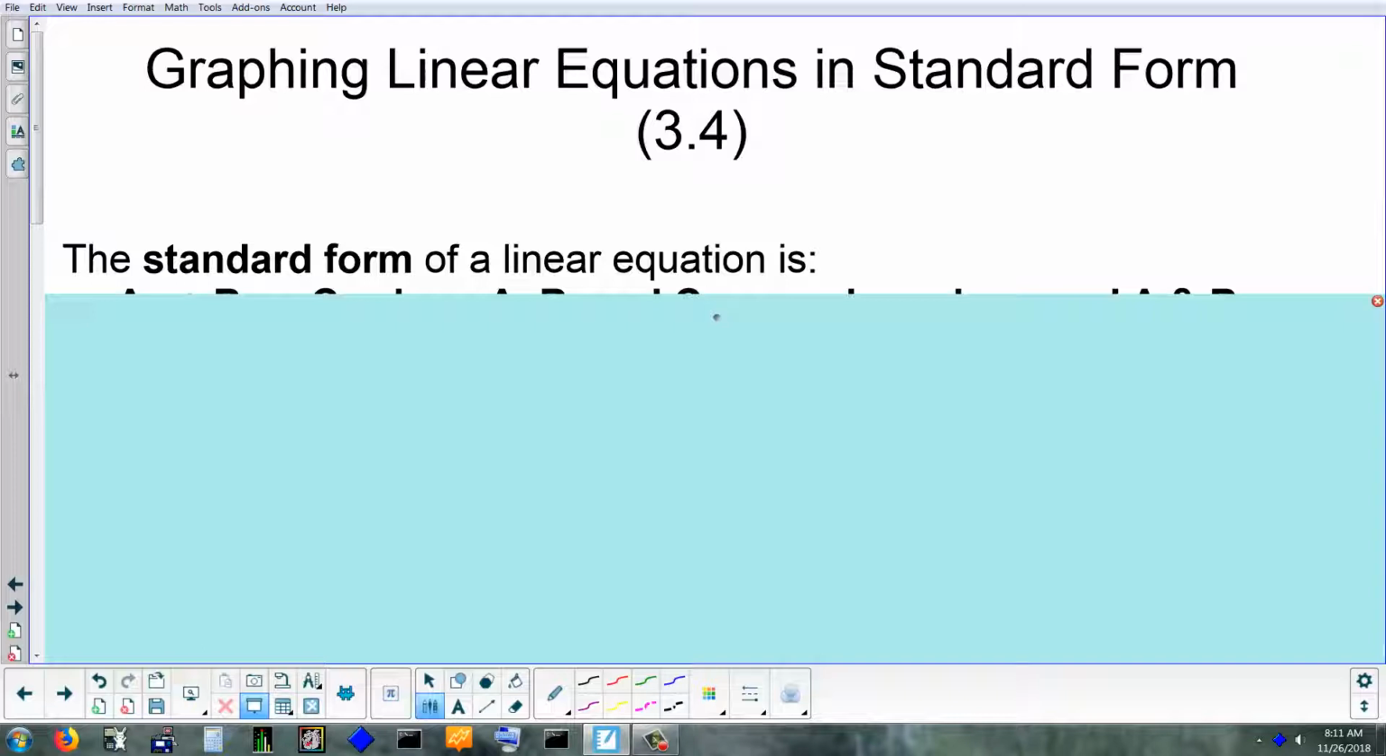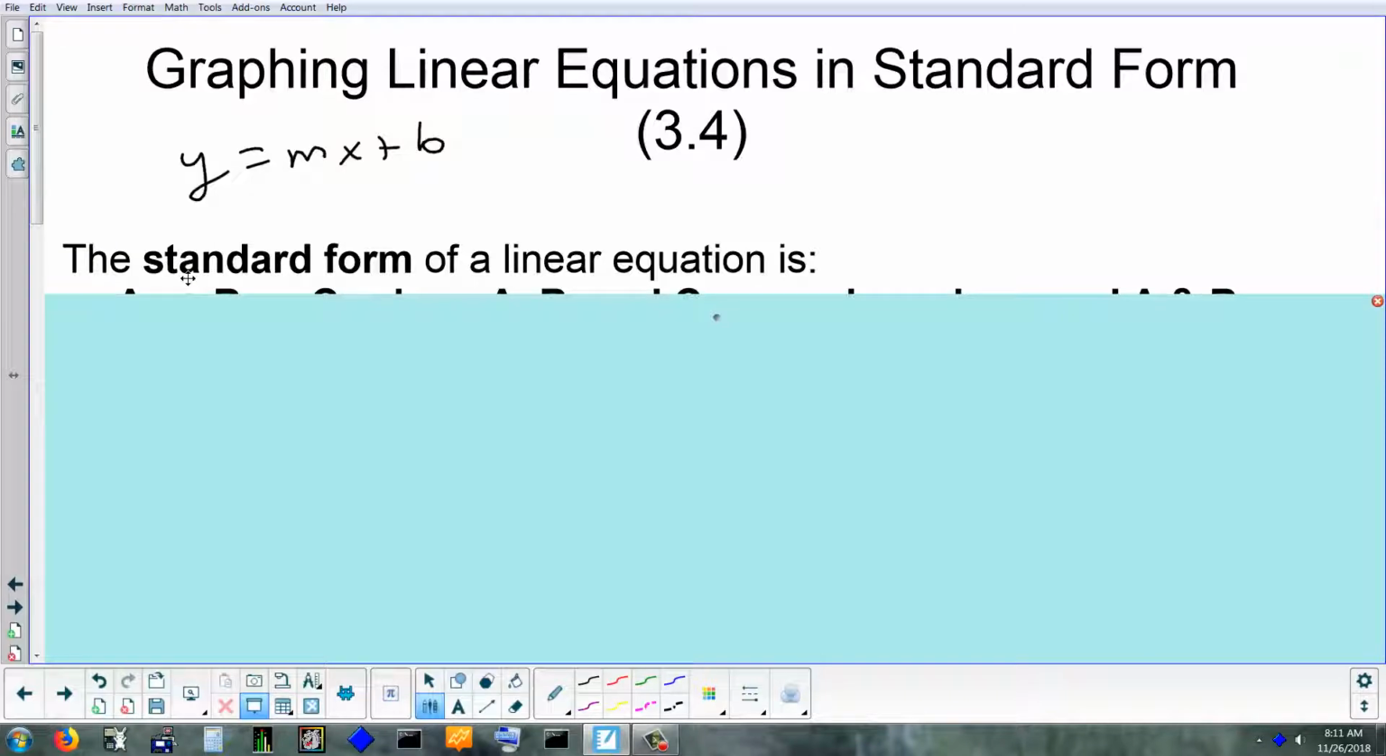I know we've looked at that. We didn't really talk about it a lot, but that's one way you can write an equation of a line. Has anyone seen that before? Y equals mx plus b. Yeah. So if you've seen that, that's what we call slope-intercept form. A little different than what we're going to do today. We're going to look at what's called standard form.